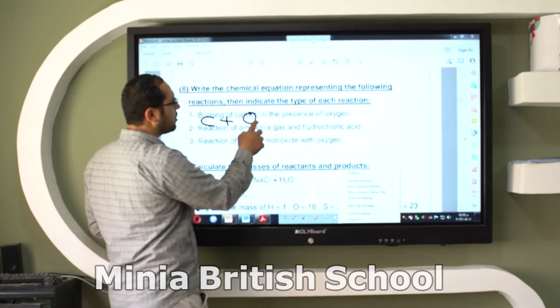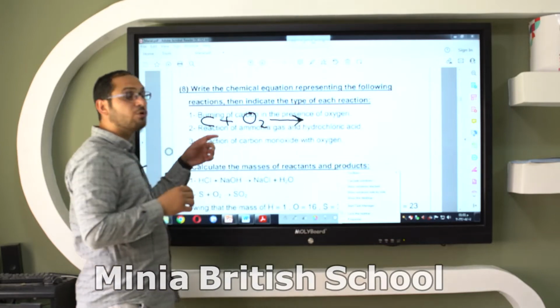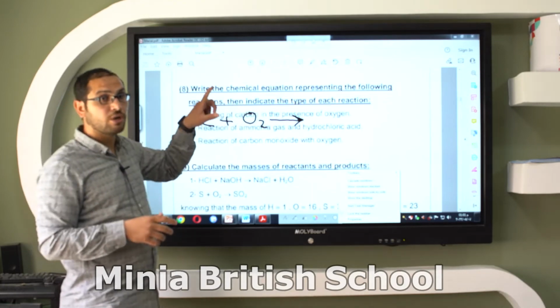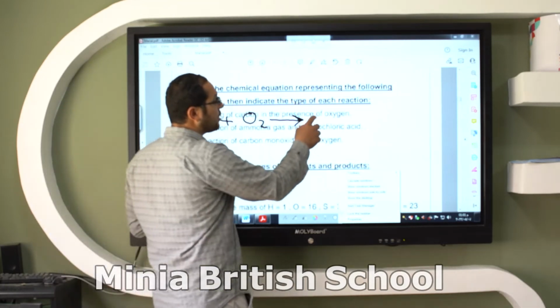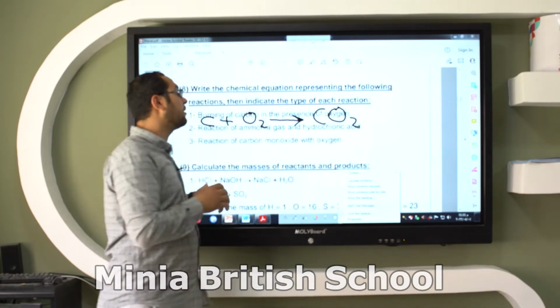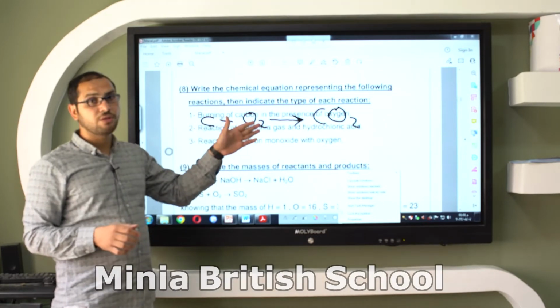Plus O2. Okay, this is oxygen gas. Carbon reacts with oxygen, forming carbon dioxide. And the type of this equation is element with element.